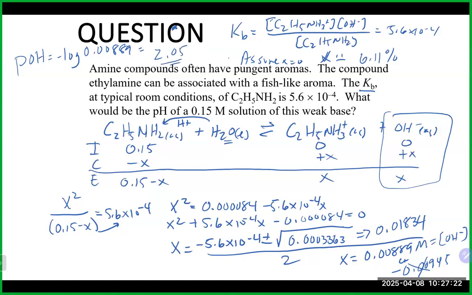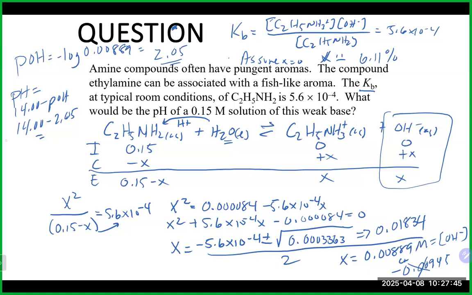Now, if for some reason you thought that was the pH, it should not make sense to you, right? Because that definitely is not a basic pH. Here we then want to subtract from 14 to get to our pH. So 14 minus our 2.05.